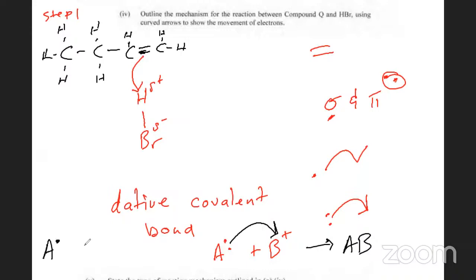Regular covalent bonding would be something like this: A and B share electrons to give AB. In dative covalent bonding, one atom donates two electrons. So we are showing the movement of two electrons from the double bond to hydrogen, forming a bond with hydrogen. Once you are forming a bond, you must be breaking another one. So if you are removing the hydrogen, this bond is going to be broken heterolytically.